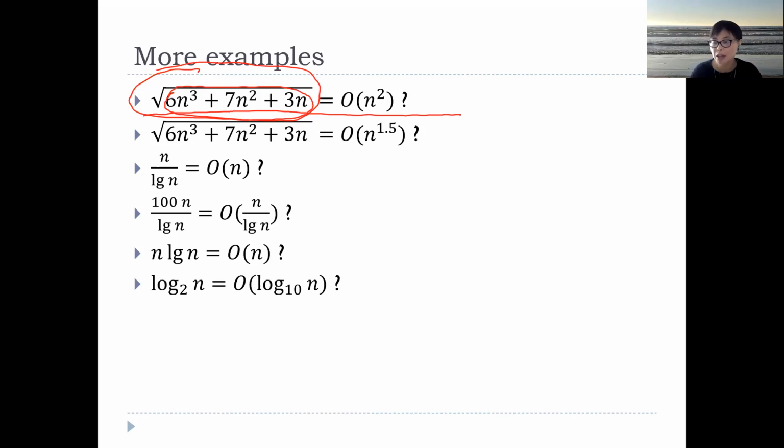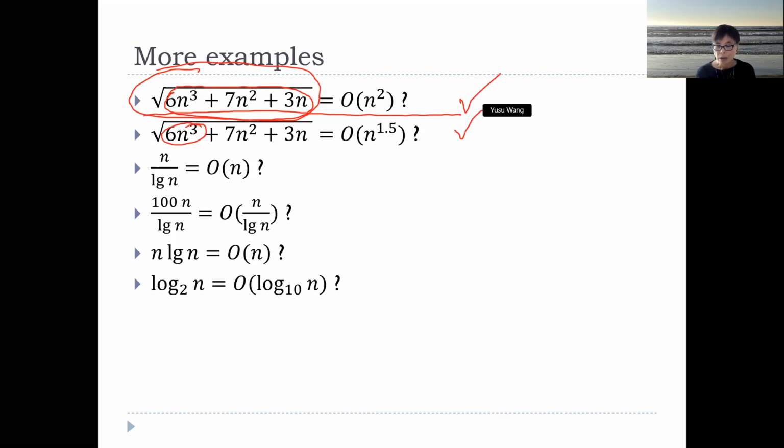So the dominating term here is n cubed, and then I need to take the square root of that. That means we have n to the power of 3 over 2, which is clearly smaller than n squared. As such, this is correct. By the same argument, the dominating term is n cubed, so this is smaller than some constant times n cubed. Take the square root, which is n to the power of 3/2, which is 1.5. So this is also true.